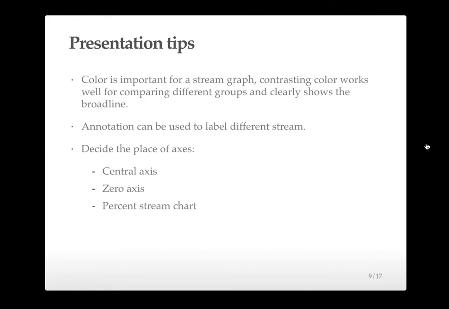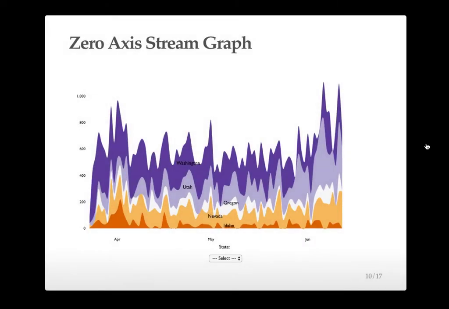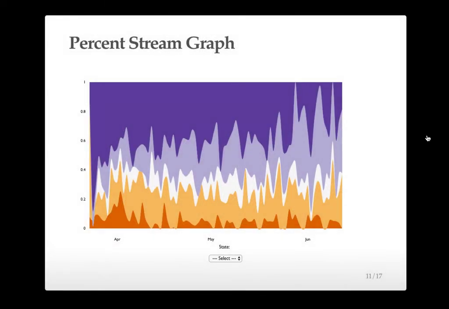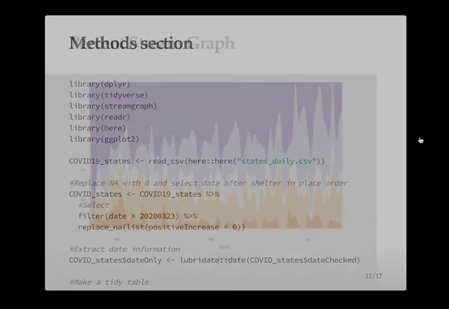There are 3 types of stream graph. We just showed the first type, central axis. Here is the zero axis stream graph, which looks more like a stacked area graph, so the axis is fixed on 0. And the third one is the percent stream graph, which converts the y-axis to 100%. It's pretty good to show the difference in proportion of each group.